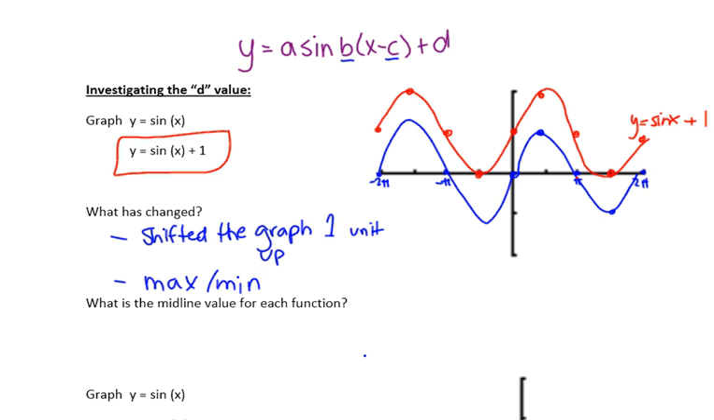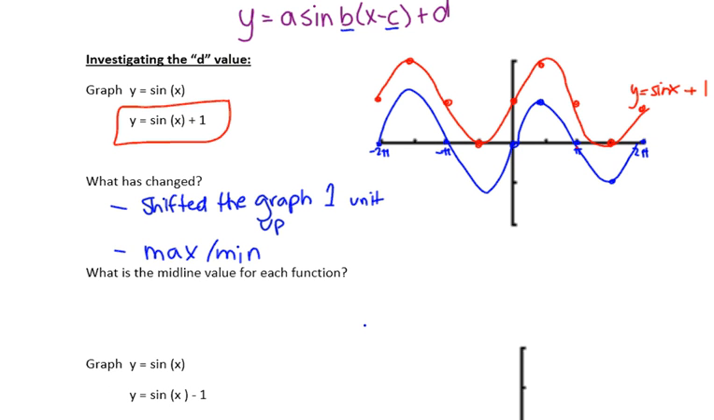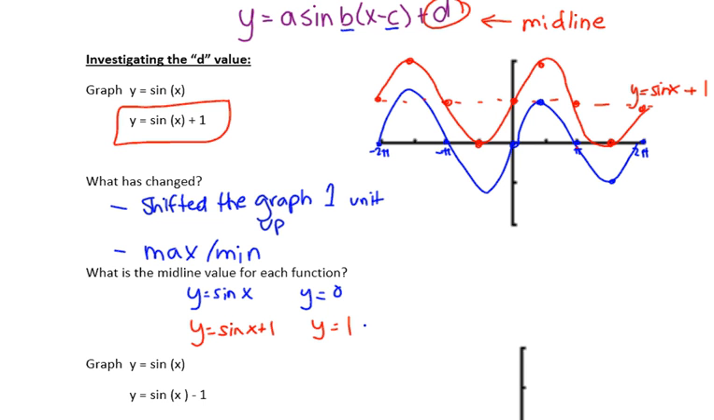Okay. So now, what's the midline? The midline for y equals sine x. What's the equation? The original. Y equals what? What's the midline at? Quick, guys. Where's the midline for the original? 0. And the new one, what's our new midline? Sine x plus 1 is y equals 1. So what that d value does is it tells us our midline. It shifts the graph up or down, and so that changes the midline of the function. Our d value is our midline.